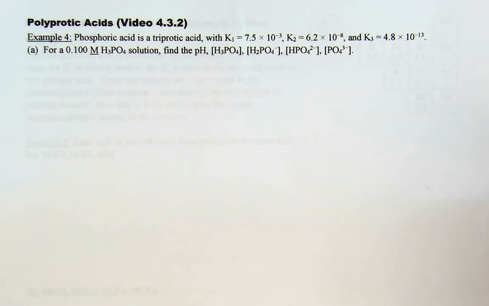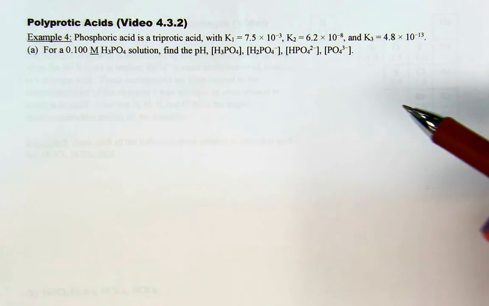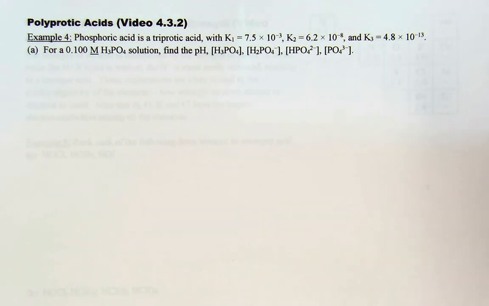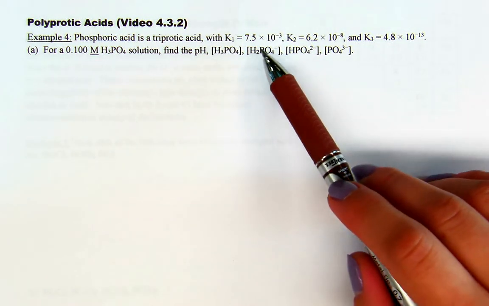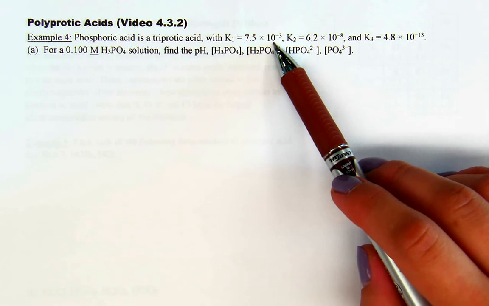Alright everyone, let's talk about polyprotic acids. This is video 4.3.2. Polyprotic acids are just acids with more than one proton to come off. And so we are going to look at phosphoric acid. It has three separate Kas.